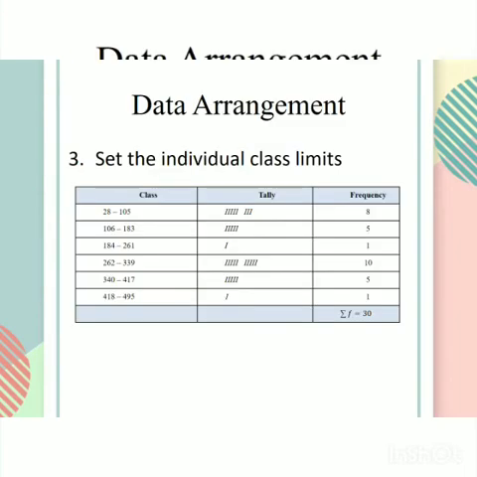The third is set the individual class limit. To find the lower limit is add the interval of 78 to the lower limit of each previous class. The upper limit of the first class is 105. The upper limit of the other classes are 105 plus 78 equal to 183, and so on. After finding the 6 classes, we have to tally the frequency of the polytechnic in each class, and the total frequency is 30.